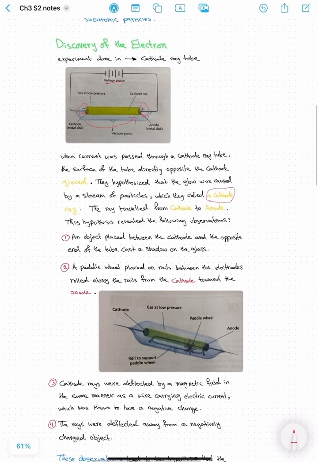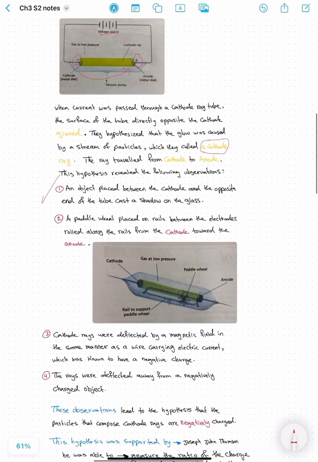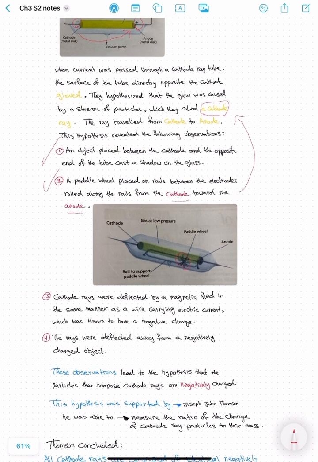After they did this experiment, they thought about a lot of things. Number one, an object placed between the cathode and the opposite end of the tube casts a shadow on the glass. What does that mean? It means that the particle has a specific size. Number two, the paddle wheel placed in the tube moved. Because it rolled from cathode to anode, these particles travel and move along from cathode to anode. So it proves the previous point.